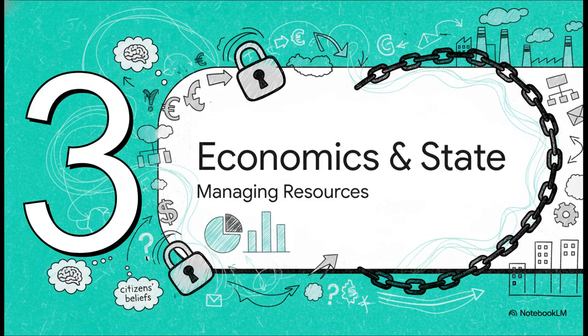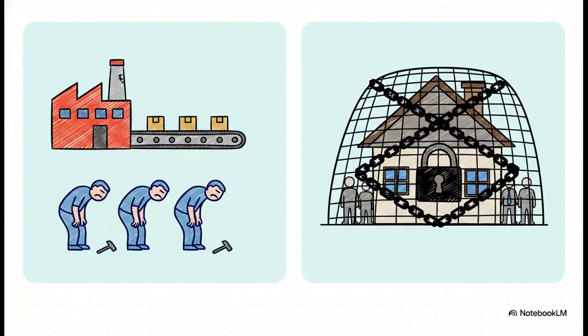Section 3, Economics and State Control. Let's look at how resources are handled and contrast socialism with communism. Under socialism, which you see on the left, workers can actually own property, but a central government distributes goods to equalize opportunities and remove social hierarchies. Now, a noted drawback here is that this can severely kill productivity incentives.